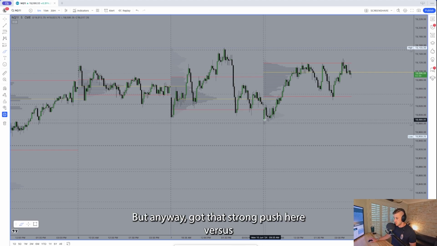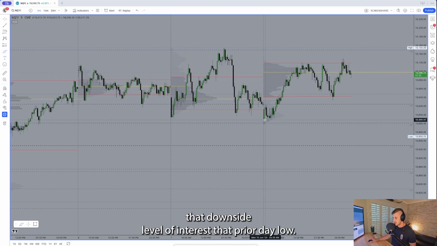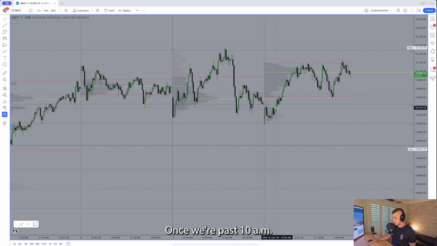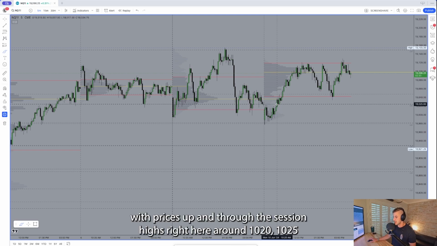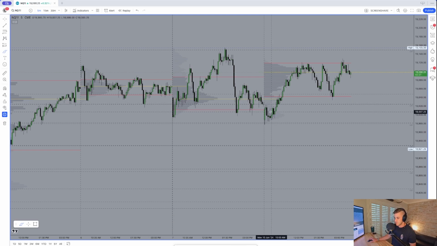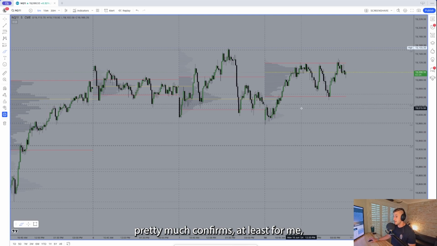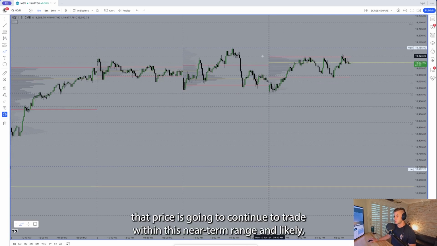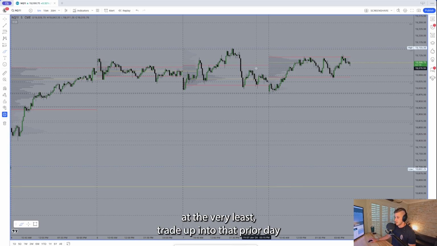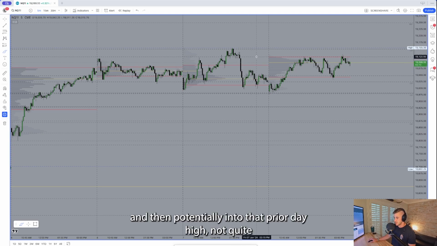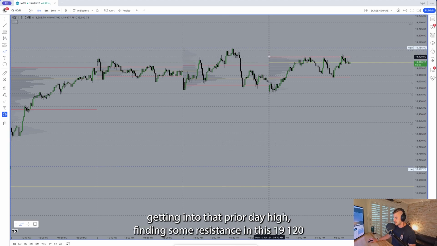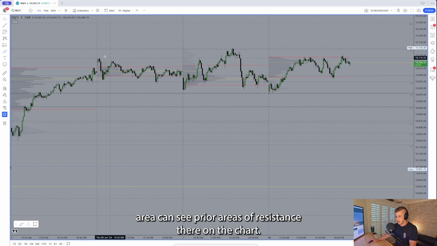But anyway, you got that strong push here versus that downside level of interest, that prior day low. Once we're past 10 a.m. with prices up and through the session highs right here around 1020, 1025, pretty much confirms, at least for me, that price is going to continue to trade within this near-term range and likely, at the very least, trade up into that prior day structure point right through here where my cursor is, 19,070, and then potentially into that prior day high. Not quite getting into that prior day high, finding some resistance in this 19,120 area. Can see prior areas of resistance there on the chart.